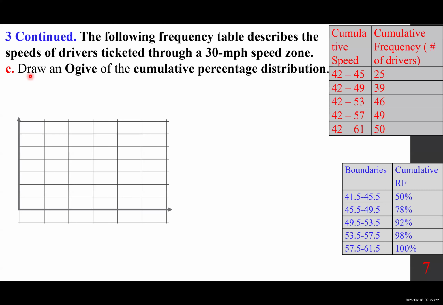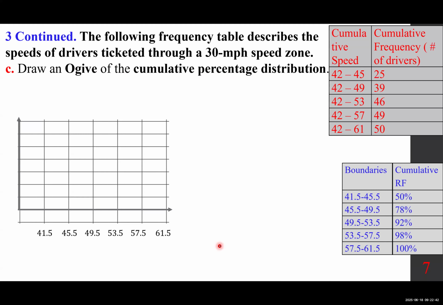Now, same question, draw an ogive of the cumulative percentage distribution. Reminding everybody, this is from the previous page, and of course, at the bottom, we must put the boundaries.